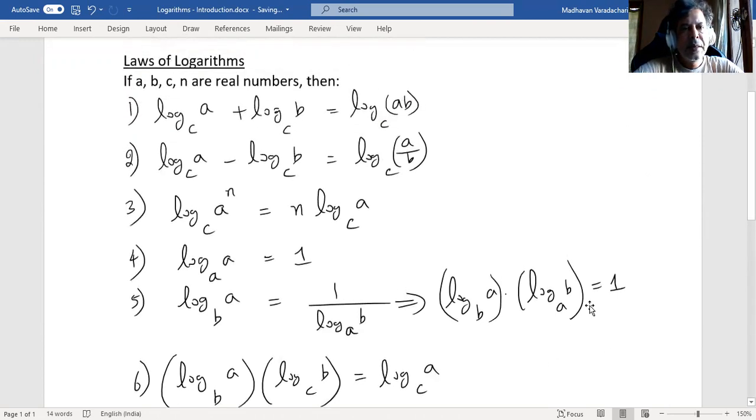So these are the different laws, rules, or properties of logarithms, right? So let us understand these things. These all will be useful when we solve some of the problems related to logarithms.